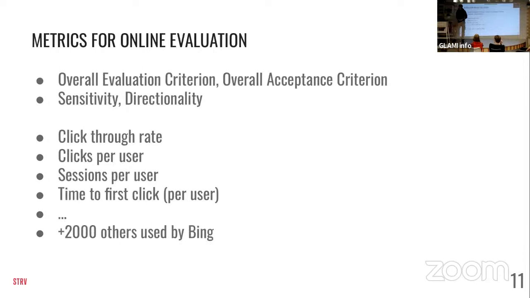Okay, so metrics for online evaluation. Basically, you want some criterion that will decide whether version B is better than version A. This is sometimes called the overall evaluation criterion or overall acceptance criterion. Usually these metrics have something called sensitivity and directionality. The sensitivity is how small a change you can measure by these metrics.